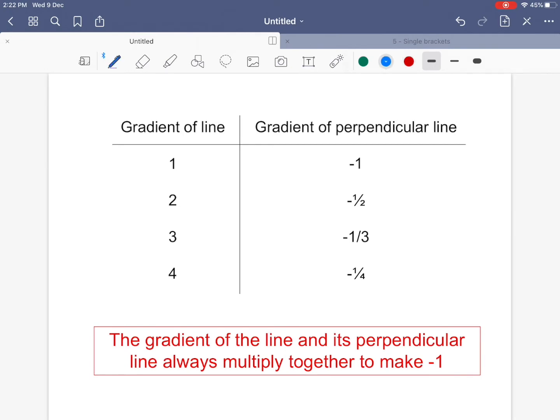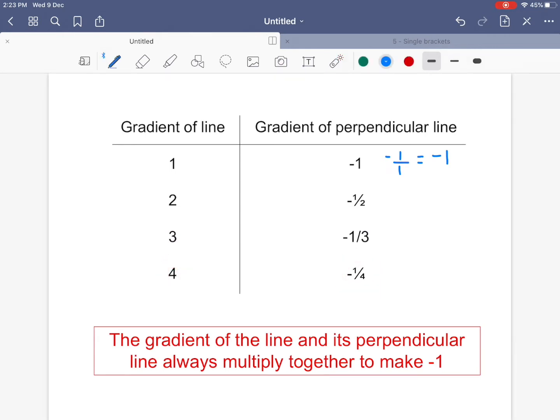So for example, if I had a gradient of 1, then the perpendicular is minus 1 over 1, and we know that 1 divided by 1 is just 1. And then the second one, we have a gradient of 2, so the negative reciprocal, we've put the negative on there, and then we've divided it by 1, so we've got minus 1/2. 3 becomes minus 1/3, and 4 becomes minus 1/4.